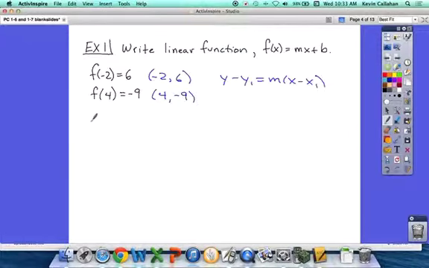So our slope will be y2 minus y1 over x2 minus x1. Remember, it doesn't matter what order you do that in, just as long as you're consistent. If you want to say 6 minus negative 9 in the numerator, then you have to do negative 2 minus 4 in the denominator. If you do negative 9 minus 6 in the numerator, then you do 4 minus negative 2 in the denominator. Just be consistent. I'm going to do negative 9 minus 6 over 4 minus negative 2, which is negative 15 divided by 6.